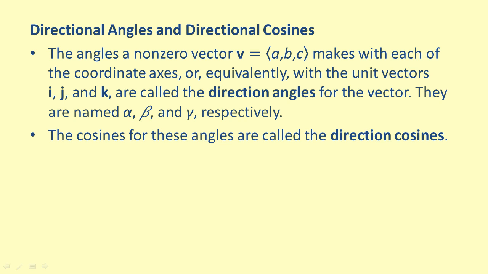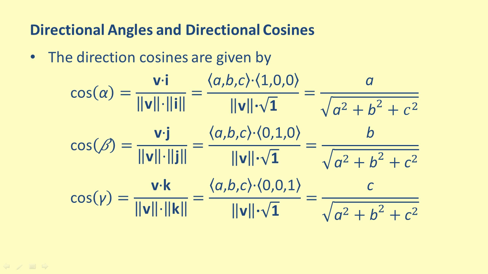The direction cosines are found using the formula for the cosine of the angle between two vectors, with one of the vectors being the vector v, and the other vector being one of the unit vectors i, j, or k. Here are the formulas for the direction cosines. Each direction cosine is found by dividing the dot product of v and the corresponding unit vector i, j, or k by the product of the magnitudes of v and of the unit vector. You should notice that in each case the dot product in the numerator simplifies to just the component of v in the direction of the corresponding unit vector.